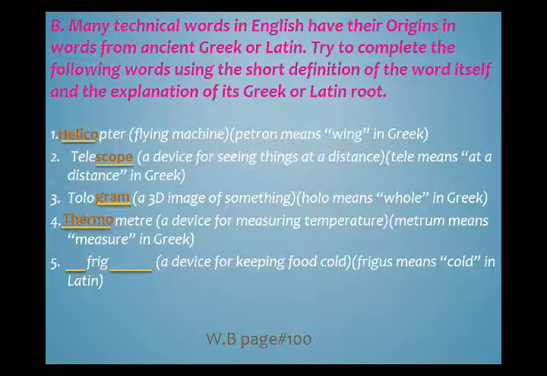What will be written in the two blanks? First is a dash, fridge. Third is also applying. What should be written here? First, what should be added here? Re and aerator means refrigerator, a device for keeping food cold. Frigus means cold in Latin. So, students, now we will come to the grammar portion.